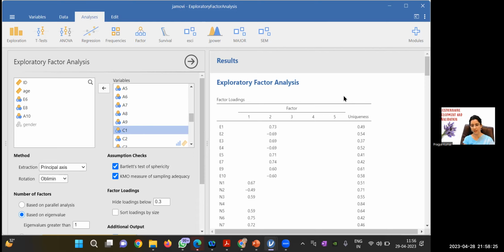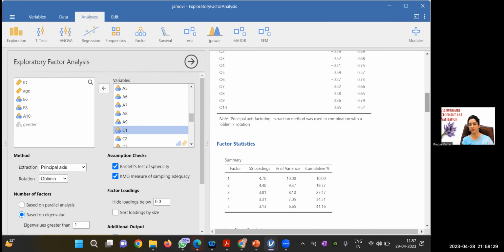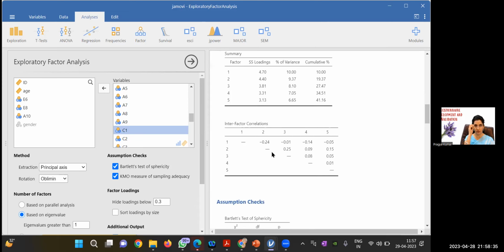Discriminant and convergent validity, and then I'll come to that stepwise. So discriminant validity is when you see the inter-factor correlation. If you see, the value is less than 0.3 in all the inter-factor correlations, that means there is discriminant validity. Each factor is less correlated, and how we have defined it, it should be less than 0.3.